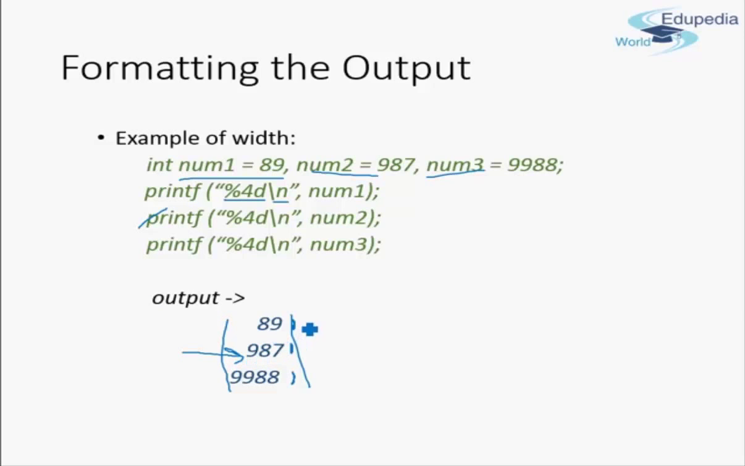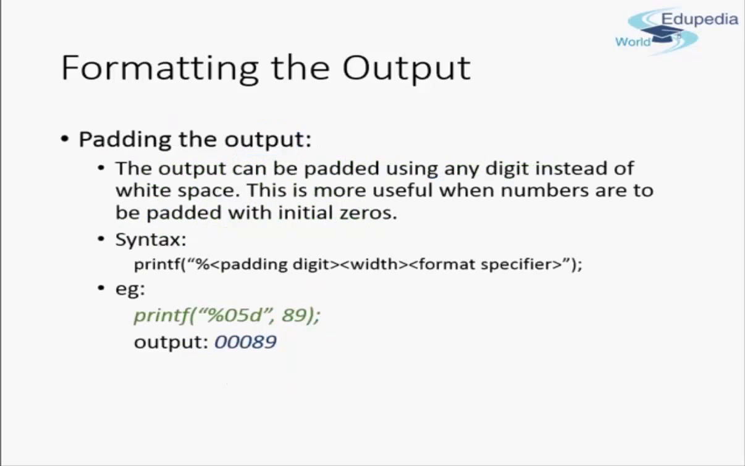Otherwise this 987 would also have come over here, but since we have included a new line, that is why it is coming on the next line. And you can see that exactly 2 digits of space have been left for printing 89, exactly 1 digit of space has been left to print 987, and 9988 is printed in exactly 4 digits of space. So that is the benefit of setting the width of the output.